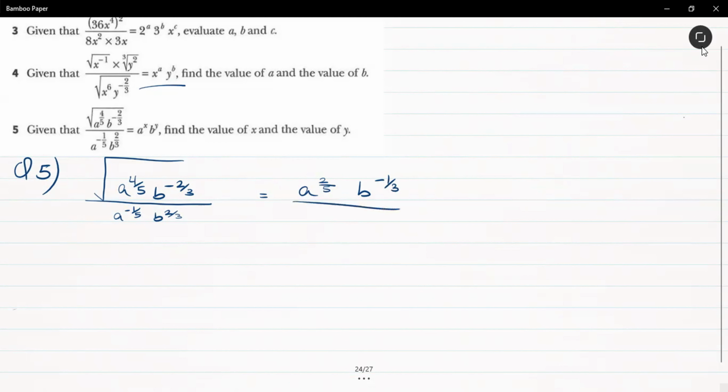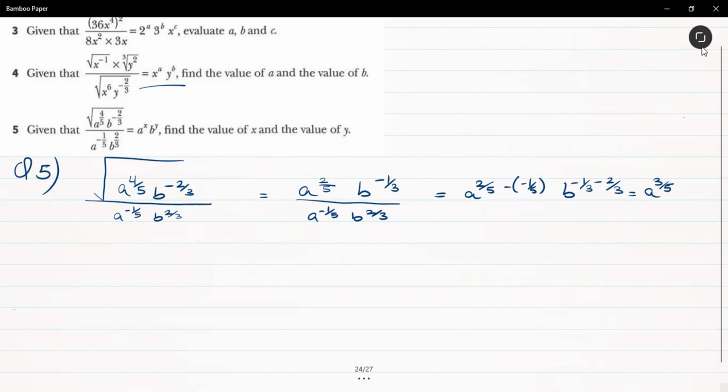Okay, and now we're going to divide this by, as in the question, a to the power -1/5 multiplied by b to the power 2/3. As it's dividing, we are going to subtract. So a to the power 2/5 minus -1/5, multiplied by b to the power -1/3 minus 2/3. Now, if we simplify this, we get 2/5 plus 1/5, which gives us a to the power 3 over 5.